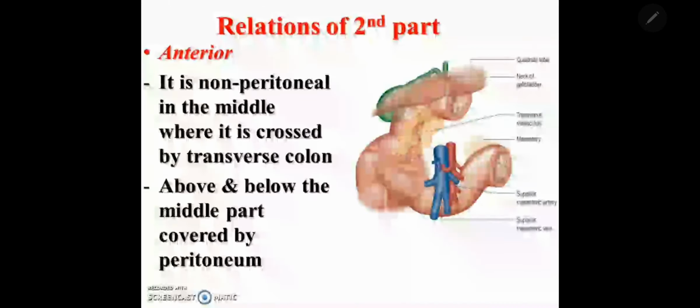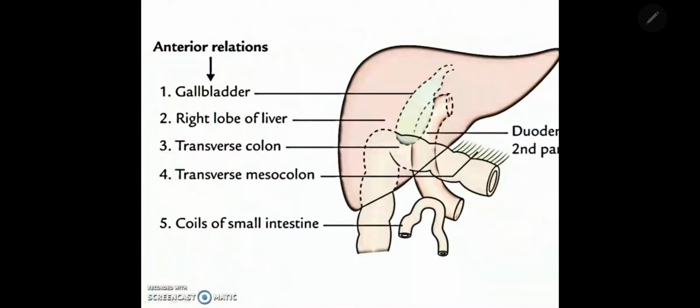Anteriorly it is crossed by the transverse colon here, and you can see the fundus of the gallbladder, and part of the liver is also related, and below it is related to the coils of jejunum. So this is the second part you are seeing.